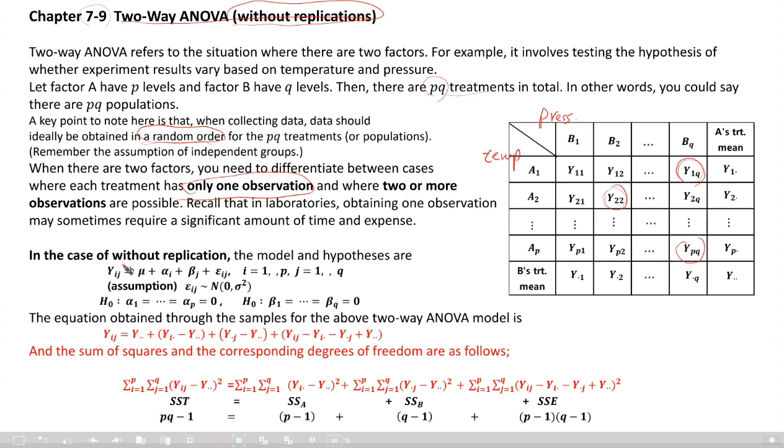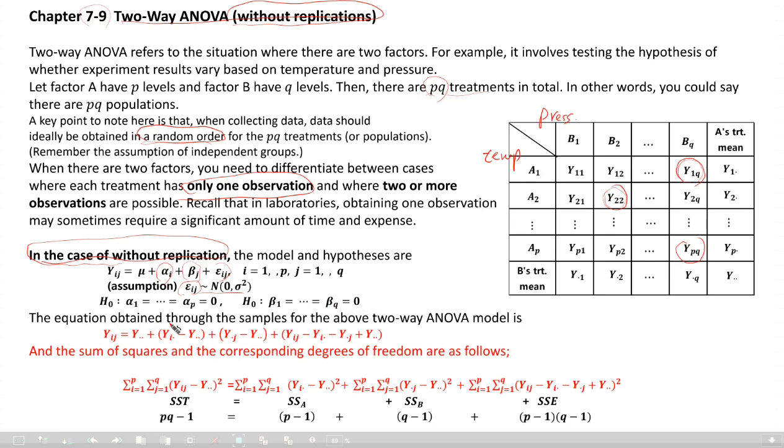So in this case, without replication, the model and the hypotheses are Yij equals mu plus alpha i, the treatment effect of A, and beta j, the treatment effect of factor B, plus epsilon ij. The assumption is the same. There are two hypotheses: alpha 1 up to alpha p equal 0, no treatment effect for factor A. And this one, no treatment effect for factor B.